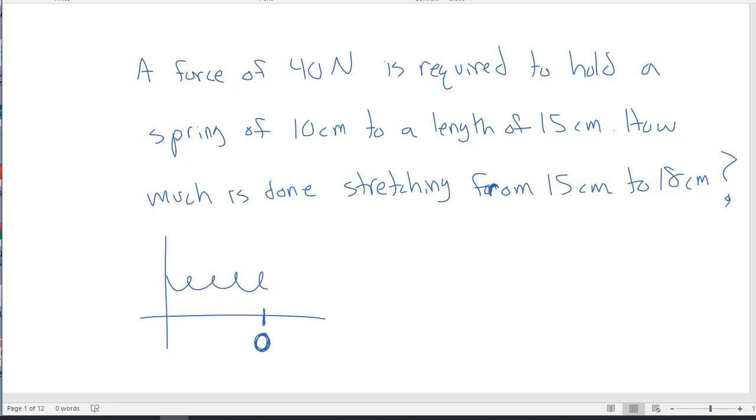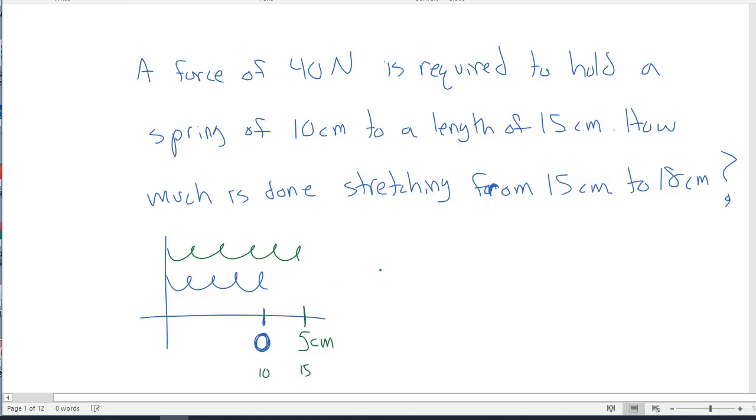Now, in this situation, what I'm doing is pulling the spring from 10 centimeters to 15 centimeters. So let me change colors. I'm taking the spring, which is a length of 10, and I'm coming out to 15 centimeters. So it's really a displacement from 10 length to 15. It's a displacement of 5 centimeters.